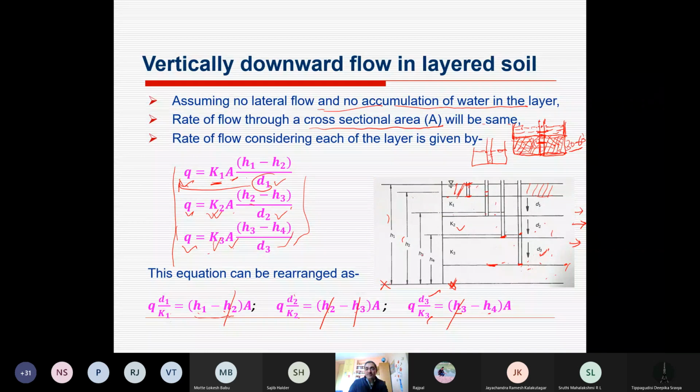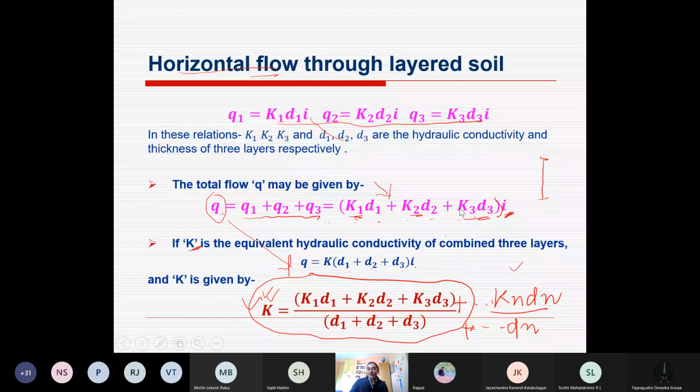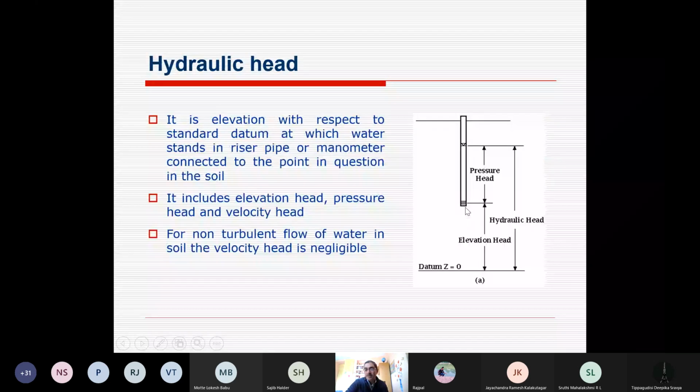Let me show you. Yes, here I showed you yesterday. This is the datum. Datum means reference. What is hydraulic head? From the datum to the water level. Basically, it is elevation head plus pressure head plus velocity head. But because it's soil water, the Reynolds number is very low and the velocity of flow is very low. So it is only elevation head and pressure head. The sum of these two is called the hydraulic head.